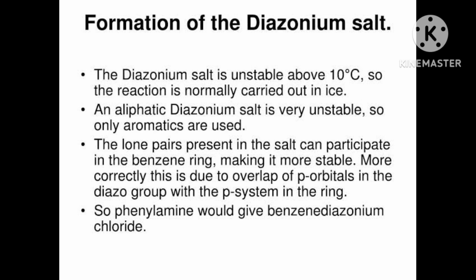Now the reaction I am telling you. The benzene diazonium salt you can represent as ArN2+X-. Ar means phenyl group. N2X is the diazo group, where N2 has a plus charge and X has a minus charge.